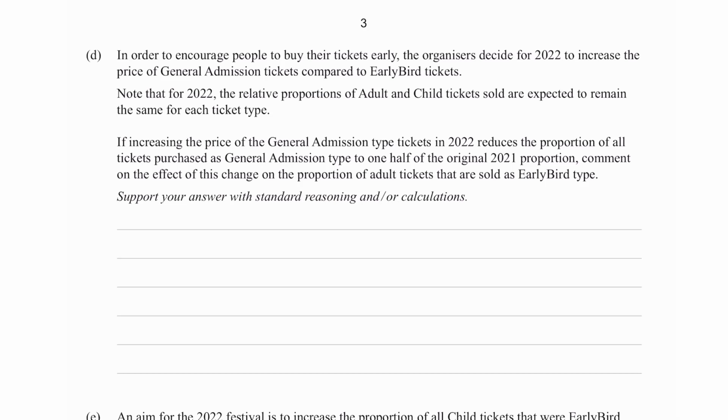as early bird type. So we want to compare the probability of, given that you're an adult, you buy an early bird ticket in 2021. In 2021, we want to compare that with the probability that you get an early bird ticket given that you're an adult in 2022.